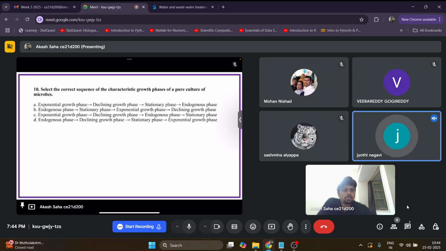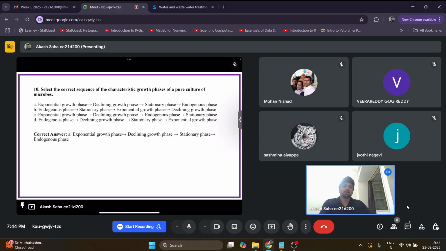Sir, is it option A? Option A, okay. Yes, I think most probably it is option A, because if you see the curve, first there is actually a lag phase. Here it is not mentioned, and it is directly starting with the exponential growth phase. So first, there will definitely be a lag phase.